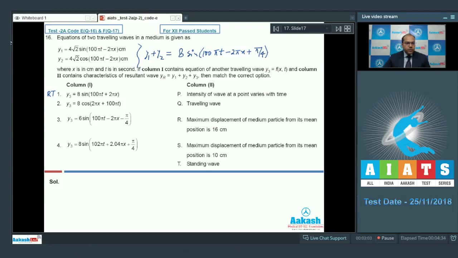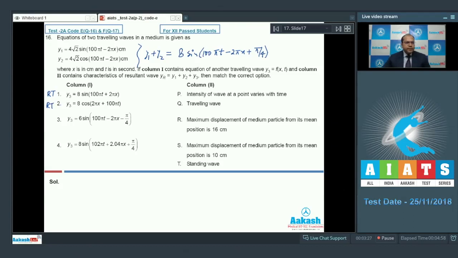If I check entry 2, it is written as 8 cos of 2 pi x plus 100 pi t. So further it can be written as sine of 2 pi x plus 100 pi t plus pi by 2. Then again they are in opposite sense, so they will form a standing wave. So RT is the correct matching.